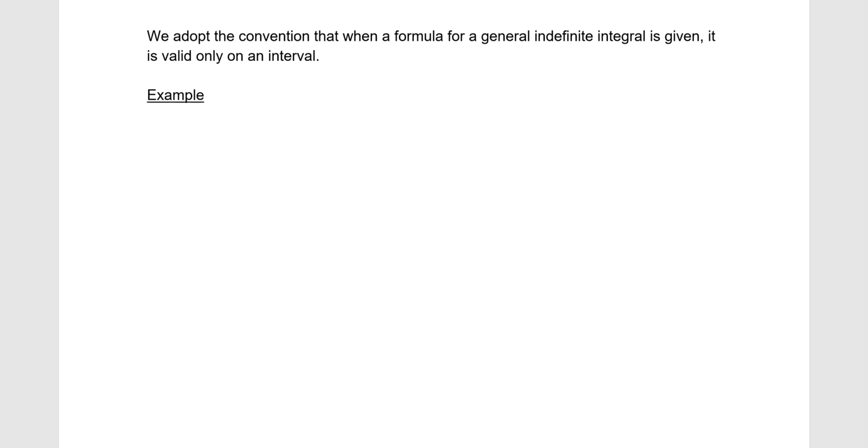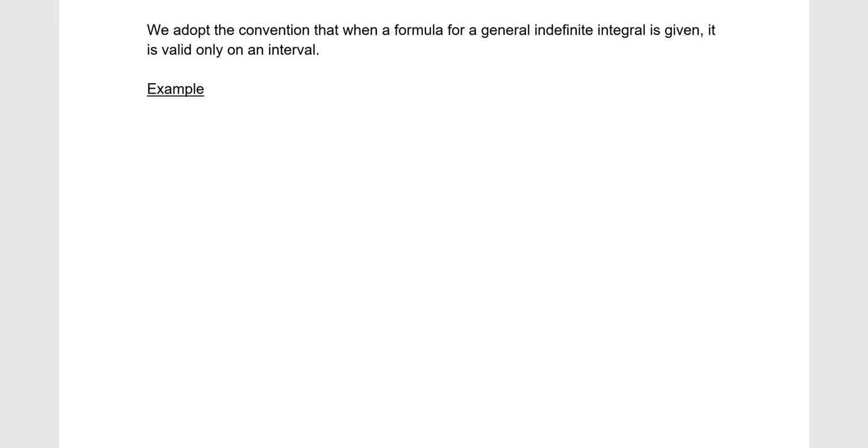And when we are doing these integrals, we have to know that it's only valid on a certain interval. So for example, let's say we're doing the integral of 1 over x squared. We could rewrite that as x to the negative 2, add 1 to the exponent, divide by that exponent. We would end up getting x to the negative 1, negative x to the negative 1, or negative 1 over x.